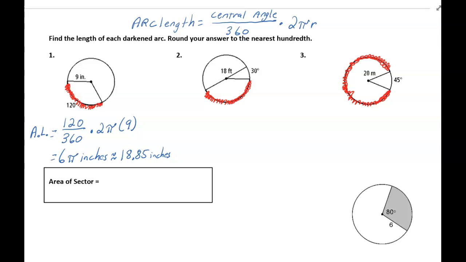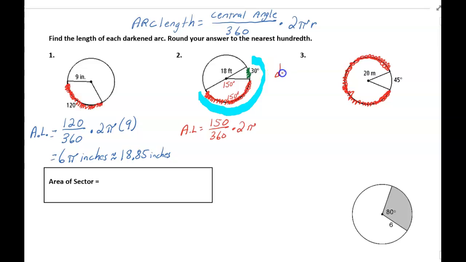For problem number 2, we know this green arc is 30, and we have a semicircle here in blue. So the red arc is 150. You get that by doing 180 minus 30. So the red arc is 150 degrees, which makes the central angle 150 degrees. So the arc length is going to be 150 over 360 times 2 times pi.